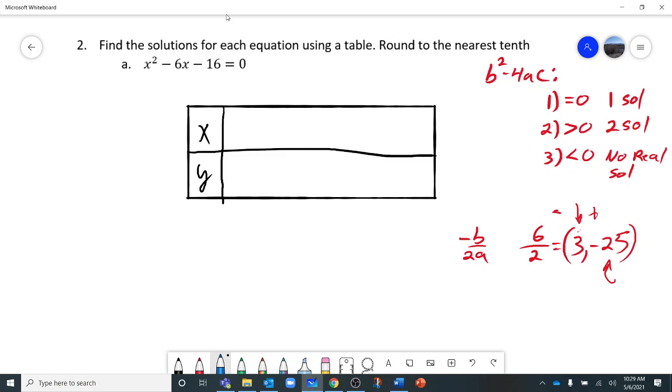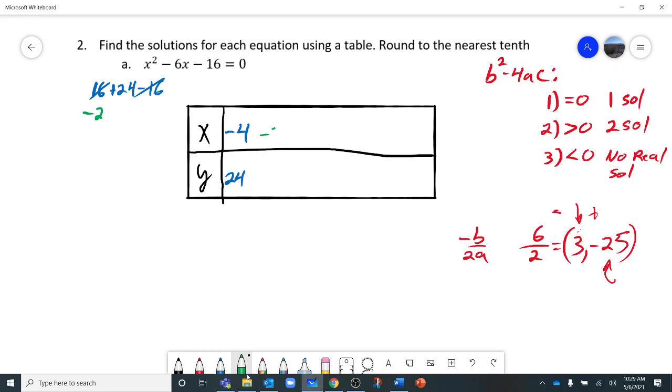So let's start with, well, we could figure out a lot of things that way. Let's do this. Let's start with negative 4. So I'm going to say my first x value is negative 4. Negative 4 squared gives me 16. Negative 4 times negative 6 is a plus 24, and a minus 16. Those are going to cancel. We get a positive 24. So that's not 0.